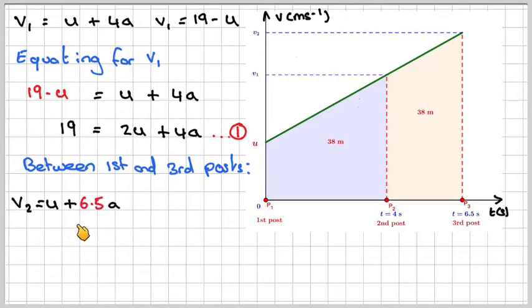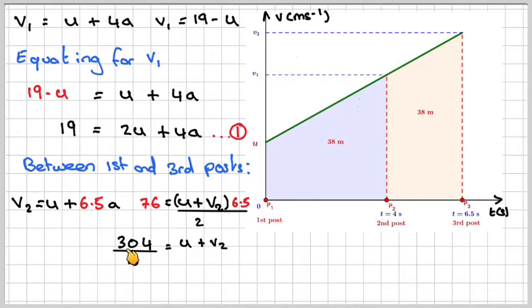V2 will be equal to u plus 6.5a. And then the area will be 76, 38 plus 38, is equal to u plus v2, so it's the area of this big trapezium here, divided by 2 times the time between them, which is 6.5. So rearranging this, 2 times 76 divided by 6.5 actually doesn't give a very nice number. So it's 304 over 13. Use the fraction button on your calculator, it might help you much easier to avoid decimals. So u plus v2 is 304 over 13, and therefore v2 will be 304 over 13 minus u.